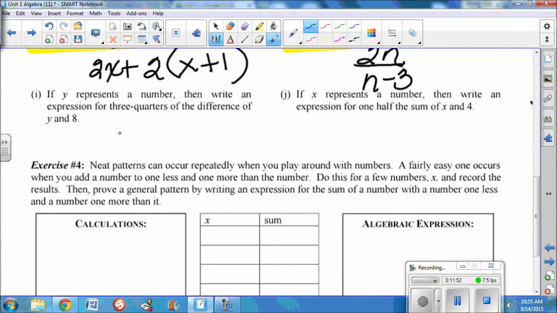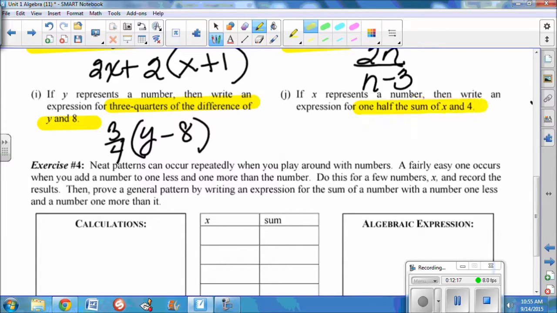Talking about y, then write an expression for 3/4 of the difference of y and 8. So we know we've got the difference of y and 8, and we've got to take 3/4 of that number. And then x, write an expression for 1/2 the sum of x and 4. 1/2 the sum of x and 4. And I've got to take 1/2 of that sum.